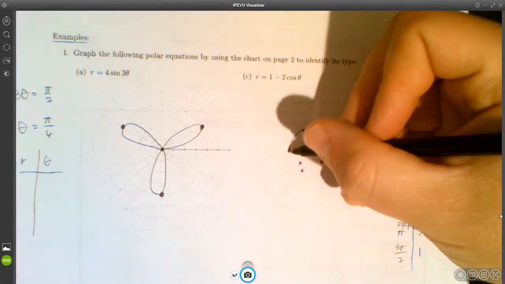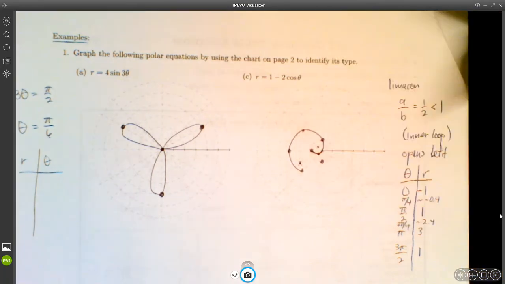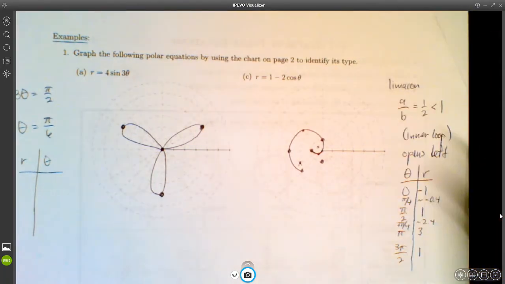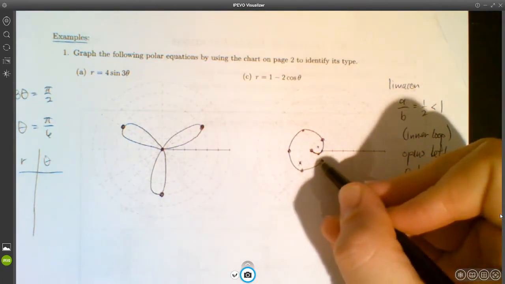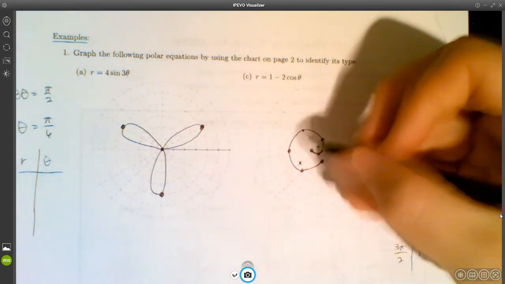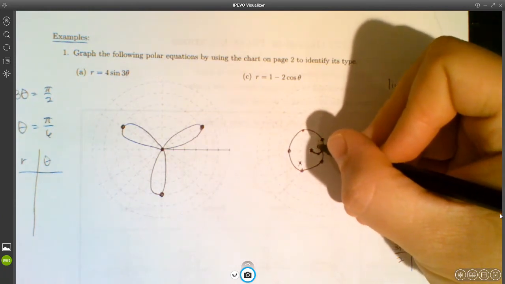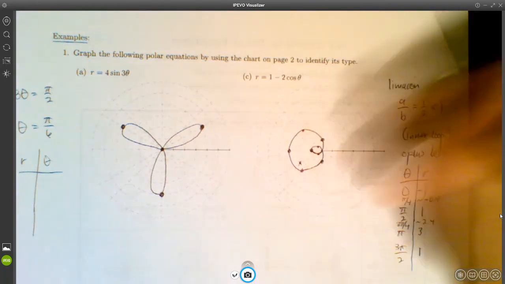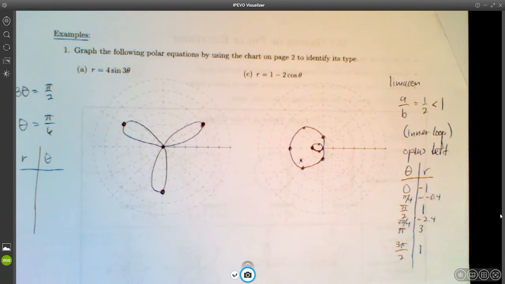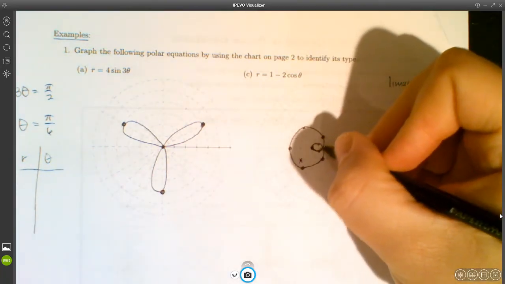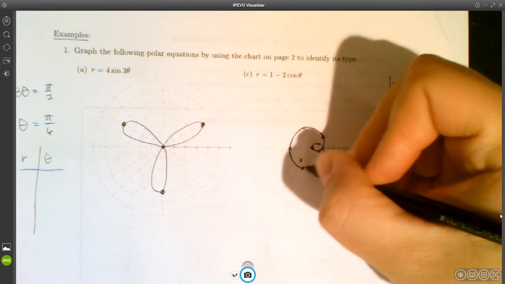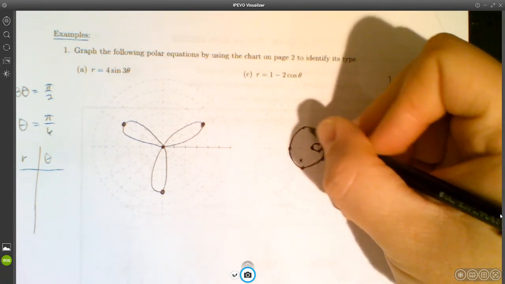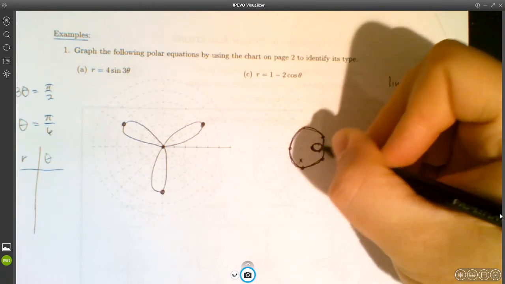At 5 pi over 4, I'm back at about 2.4. At 3 pi over 2, I'm back down to 1. At 7 pi over 4, I'm back here at negative 0.4. And then when I get back to 2 pi, I'm going to be at 0 again. Right? So that's the limacon that gets traced out. Okay, so it's useful to have some idea about what this thing looks like before you go to graph it, which is sort of the whole point of this section. Help us build up our intuition.